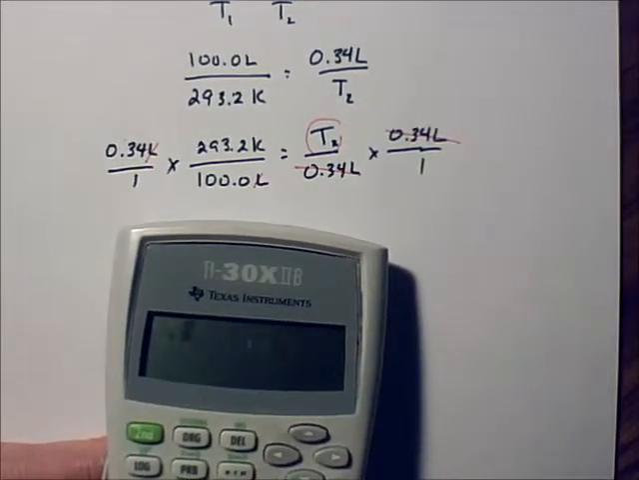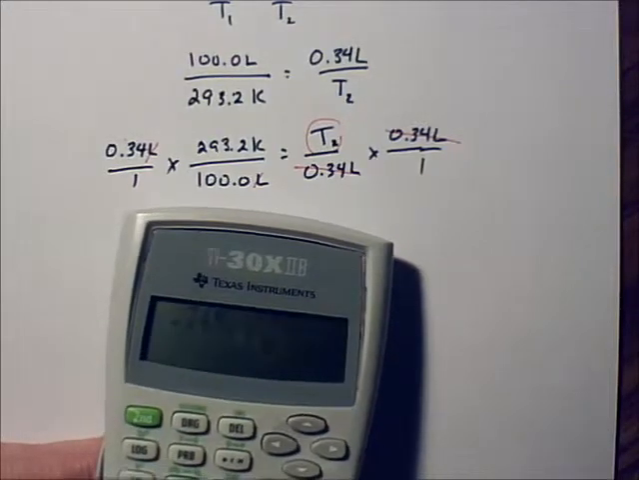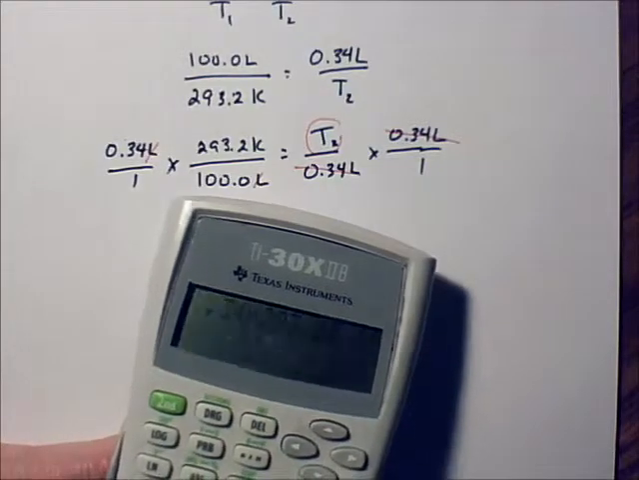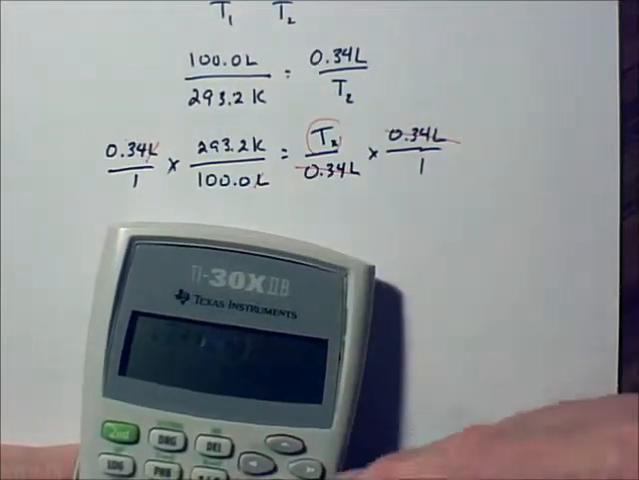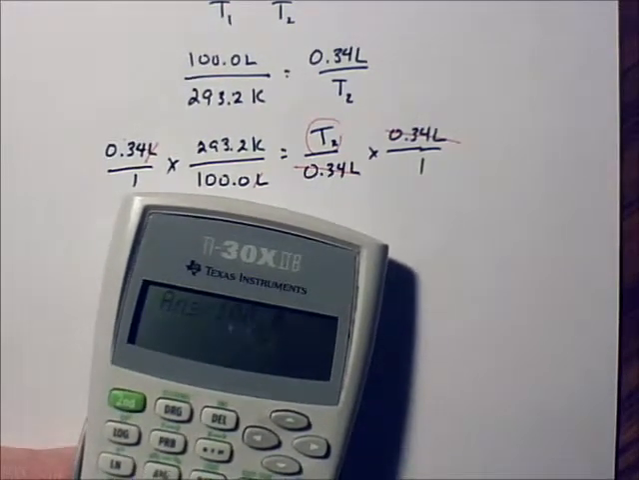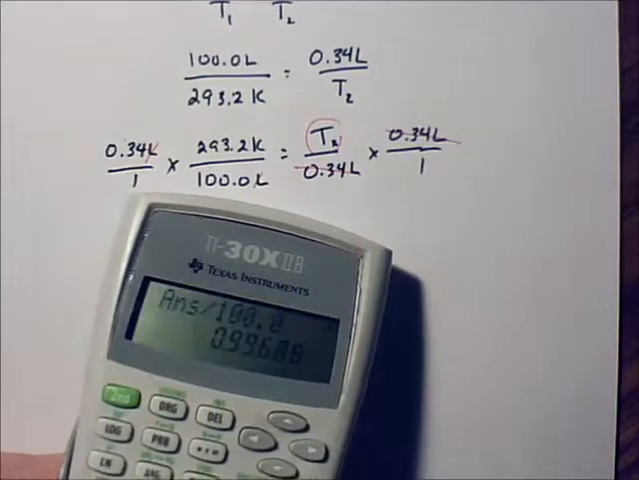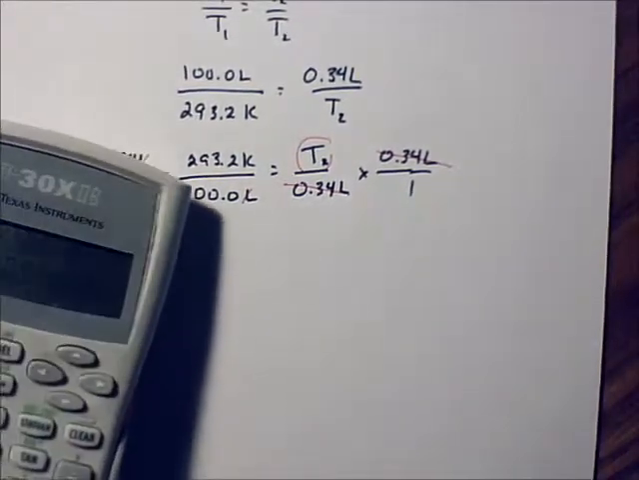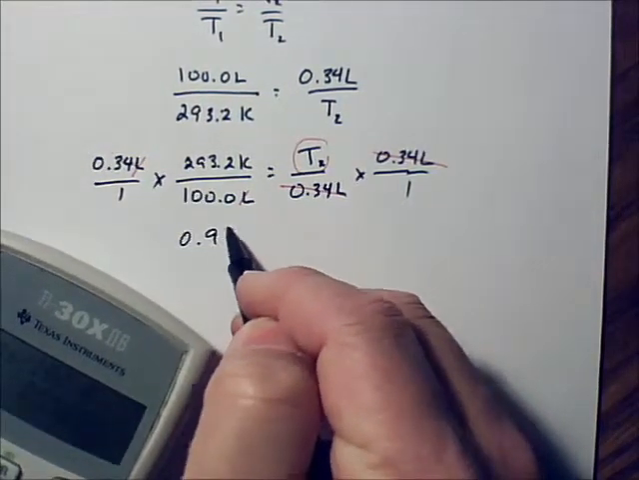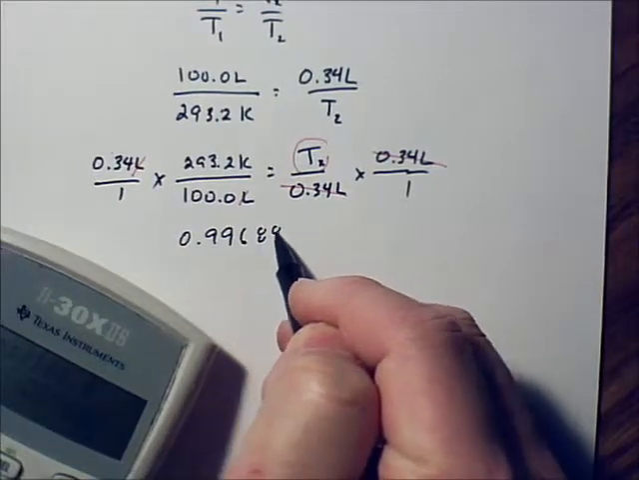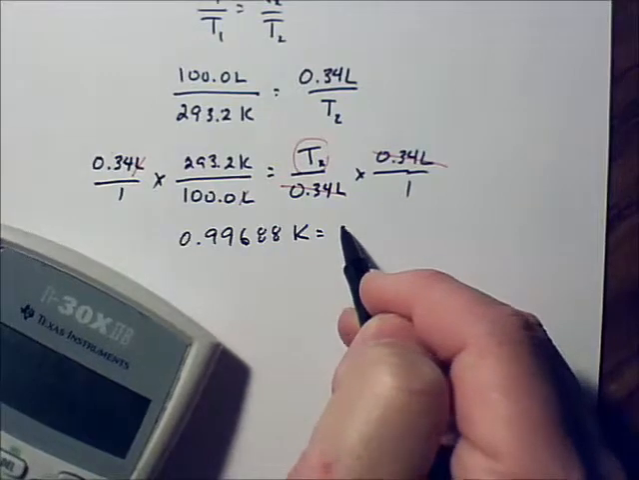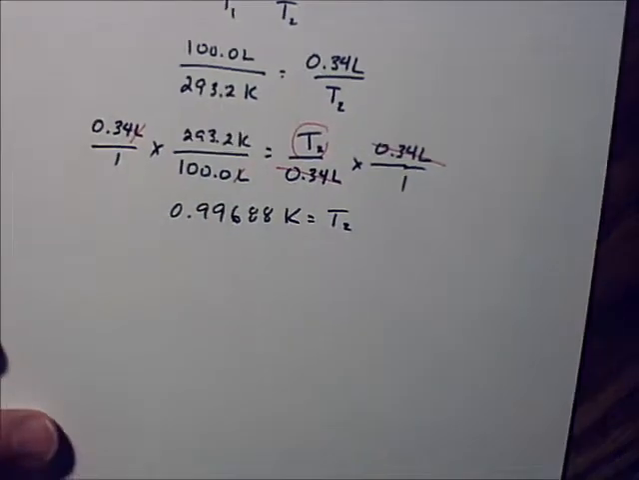All right, so 0.34 times 293.2. And then, after you hit enter, you're going to divide by 100. And we get this number here, 0.99688 Kelvin equals T2. We need to round it off.